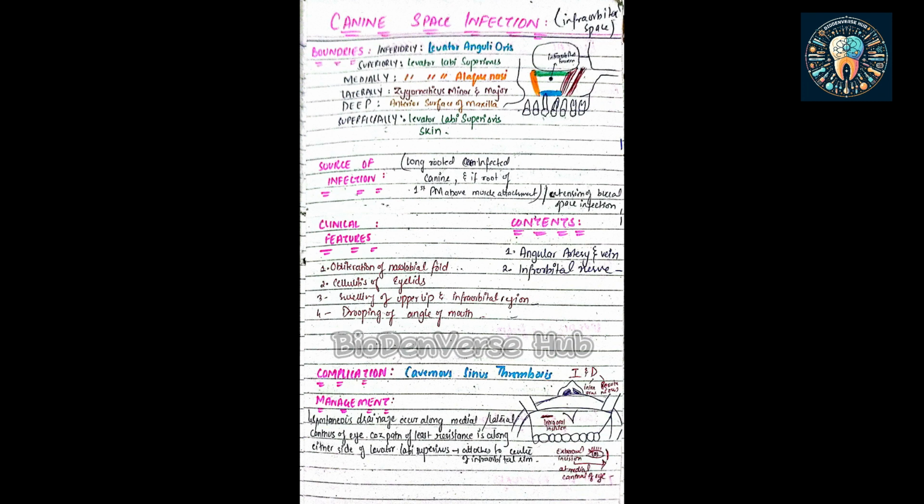We can also go for incision and drainage. The incision could be intraoral or extraoral. Intraorally, we can make the incision in the region of the canine and premolar, and extraorally the incision will be given at the medial canthus of the eye. So this was all about canine space infection.